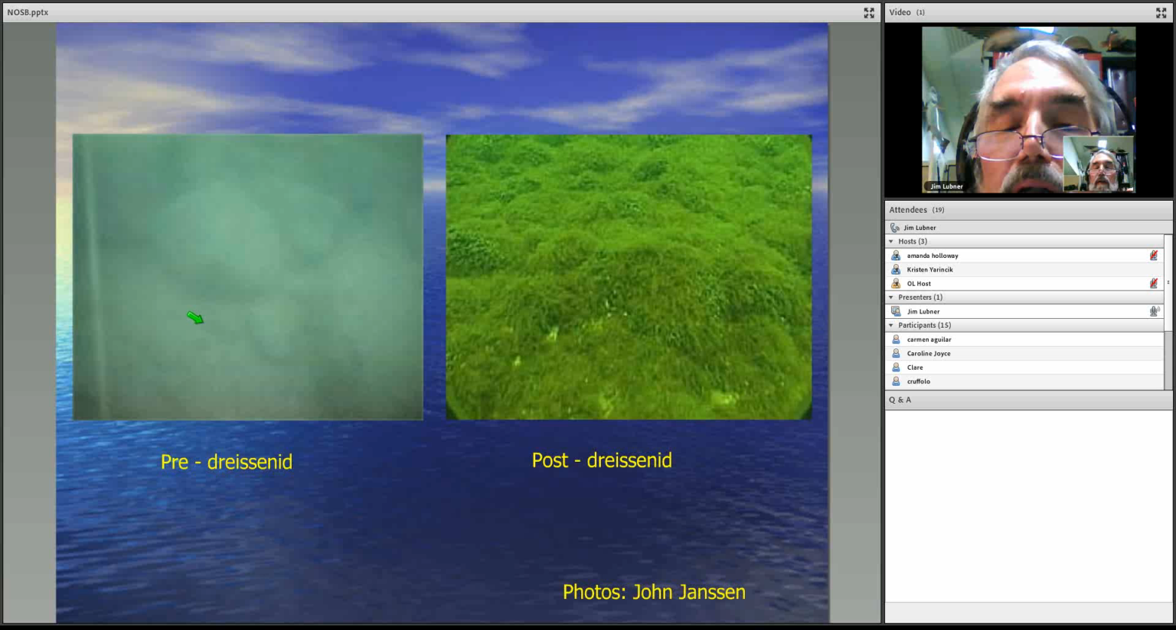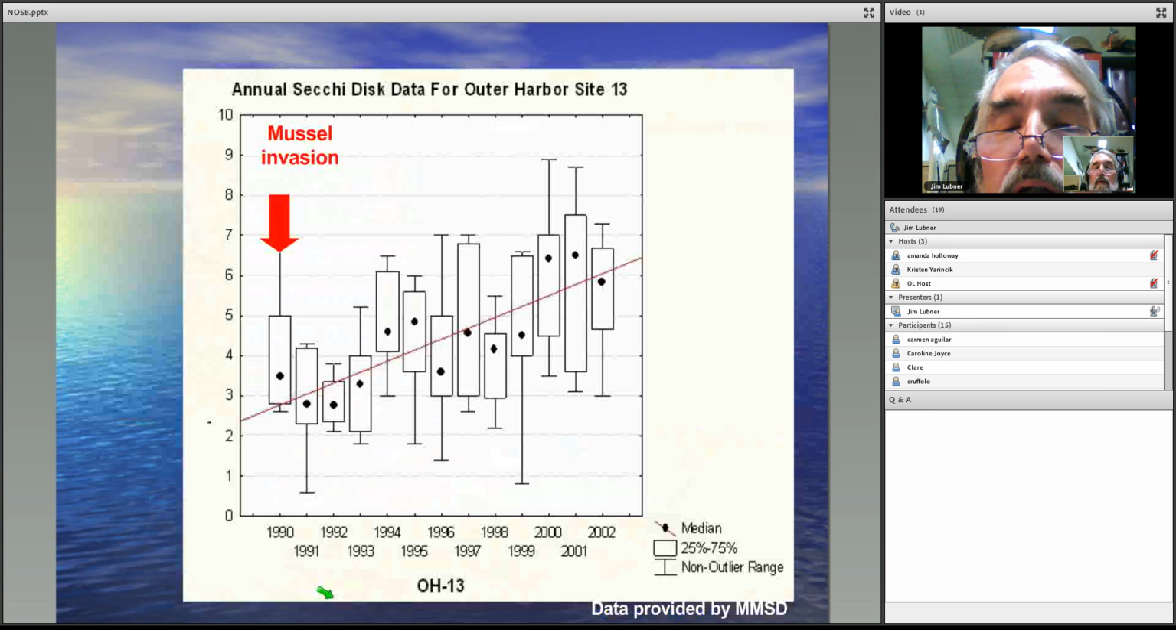So this is an underwater shot. You can see some rocks in the background perhaps, with some sediment on them. Before zebra mussels, this is after zebra mussels, and you can see that nutrients have been settled out. Light is a lot more prevalent, and Cladophora has taken over. Now, that was zebra mussels. Quagga mussels have changed this picture even a little further.